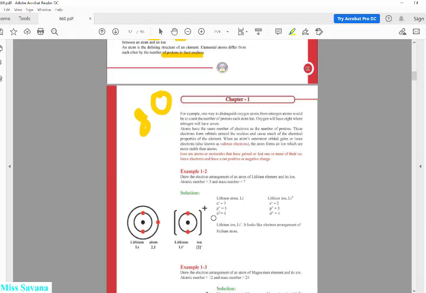Why? Because we're going to use it more often than you think, because it determines the oxidation state.